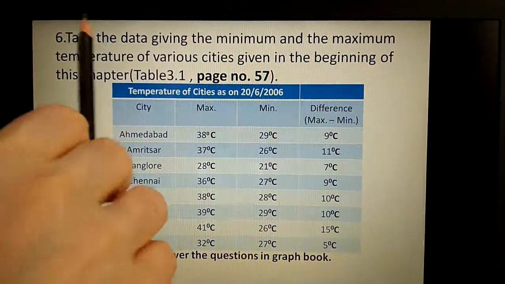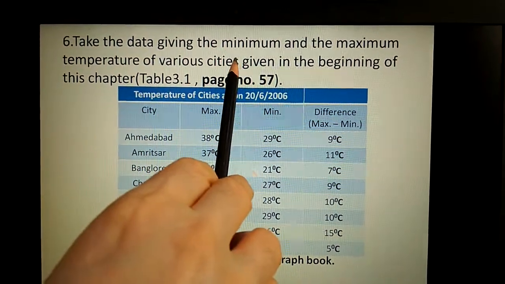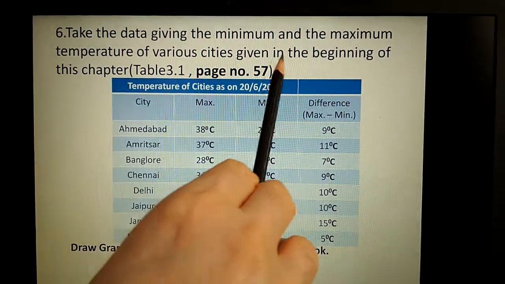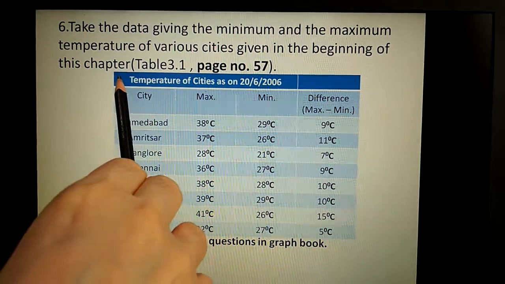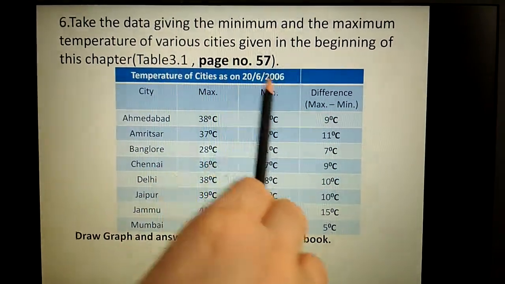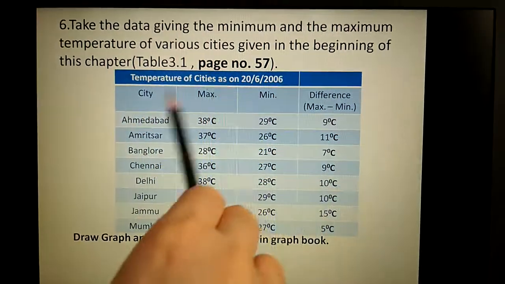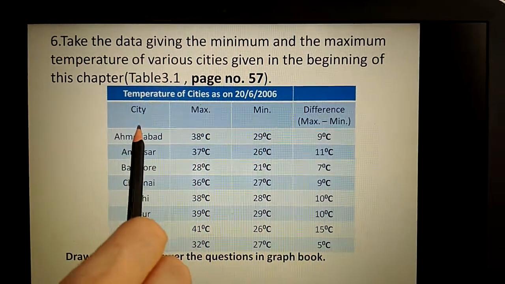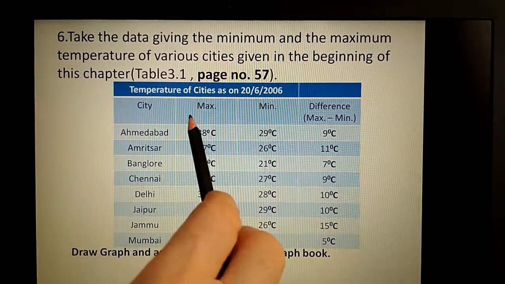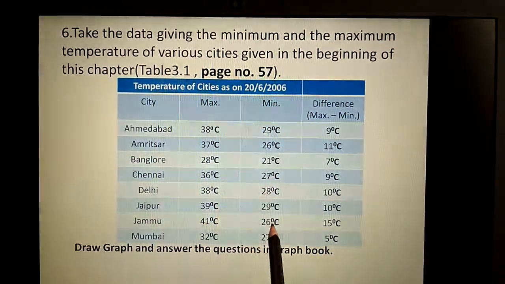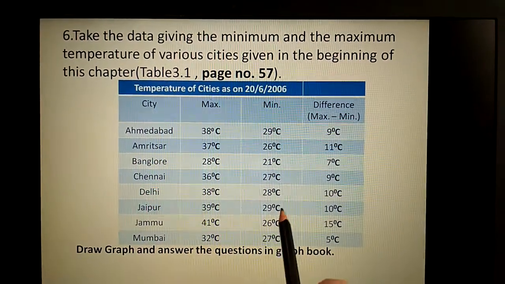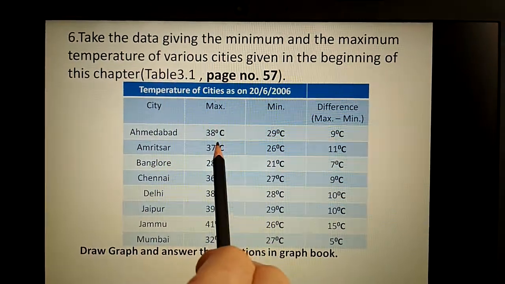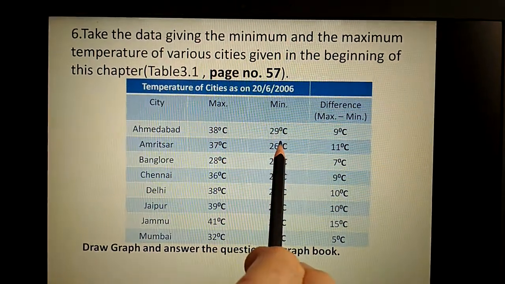Question 6. Take the data giving the minimum and the maximum temperature of various cities given in the beginning of this chapter. Children, it is given on page number 57. I have drawn the data here in a table which is showing the name of the city, first column, maximum temperature, minimum temperature. Next to this, add the next column, that is difference, maximum temperature minus minimum temperature.